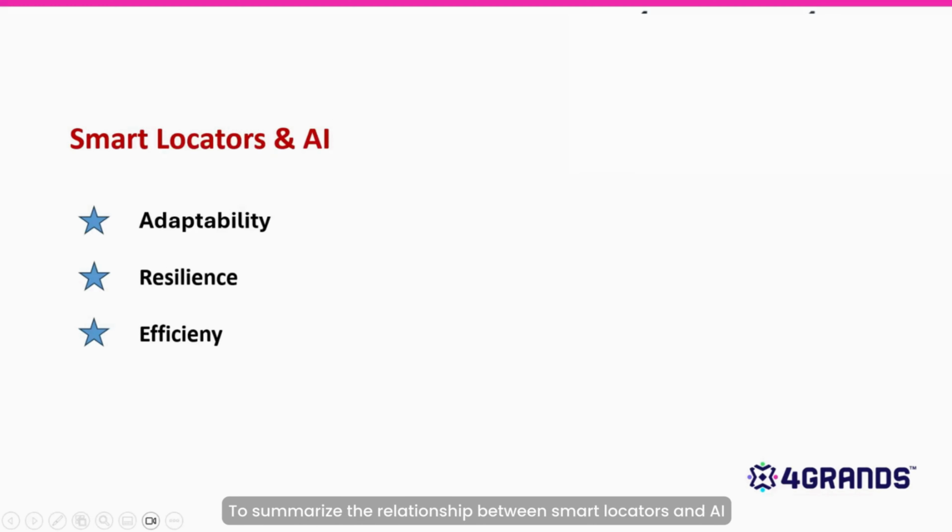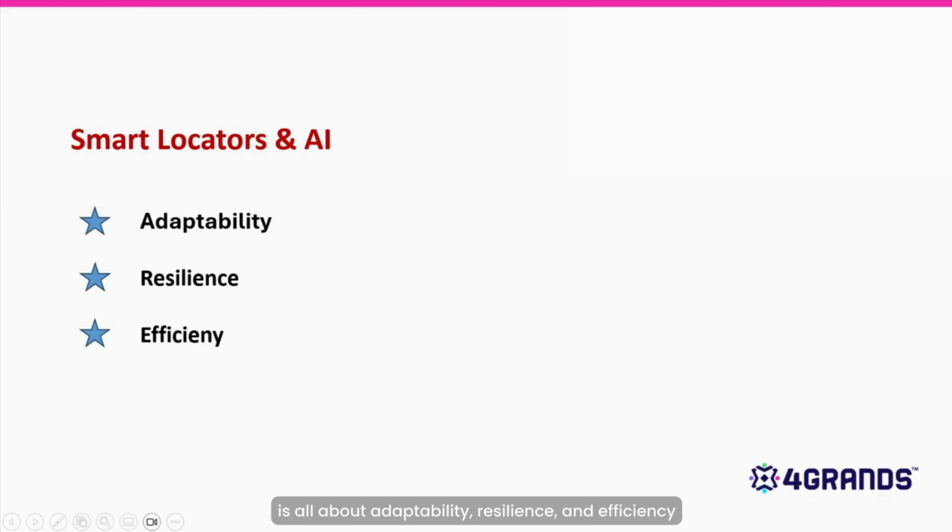To summarize, the relationship between smart locators and AI is all about adaptability, resilience, and efficiency. The AI analyzes, learns, and adapts to changes in the application, giving us a tool that evolves alongside our code base.